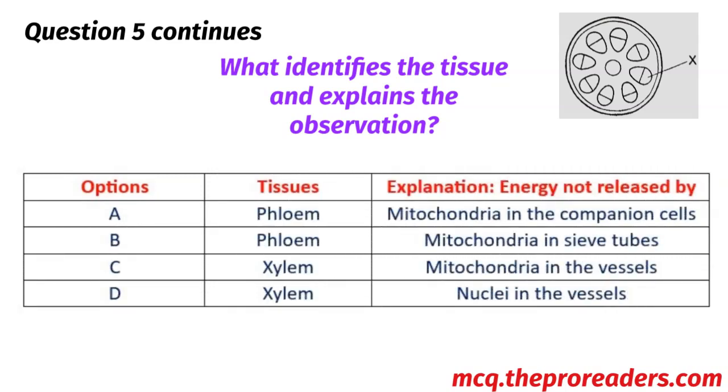Options: tissues, explanation, energy not released by. A. Phloem, mitochondria in the companion cells. B. Phloem, mitochondria in sieve tubes. C. Xylem, mitochondria in the vessels. D. Xylem, nuclei in the vessels. Option A, phloem, mitochondria in the companion cells, is the correct answer.